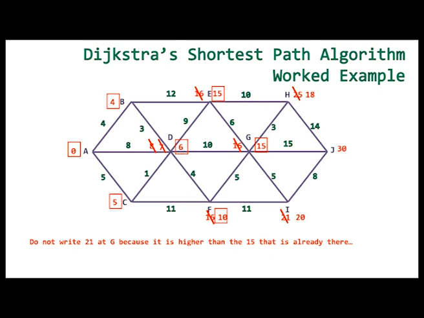Next lowest is 18. So 18 plus 14 gives us 32. Of course, we don't write that down because 32 is higher than 30. We've finished with H now, so we go into I. This is the last one. So I to J, 20 plus 8 gives us 28. And therefore we reach the end.